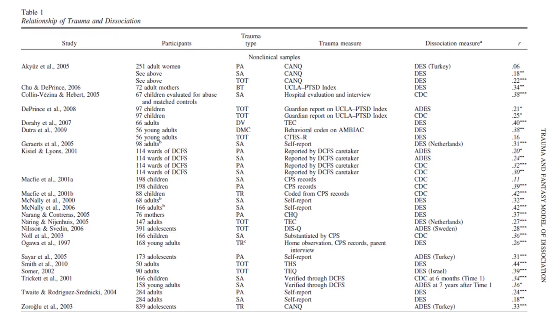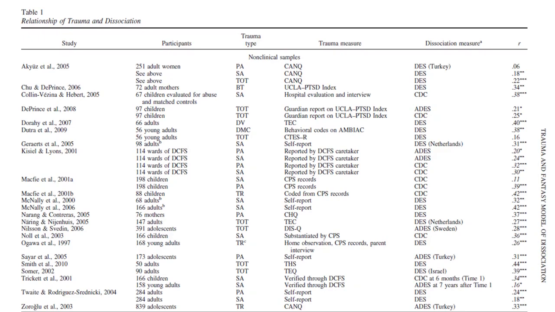So the relationship between trauma and dissociation in this study, for example, is just 0.06, very small, not significant, and it ranges from that small amount to 0.42 here, which is larger. So these are small correlations. Now let's move on to clinical samples on the next part of the table, over on the next page.